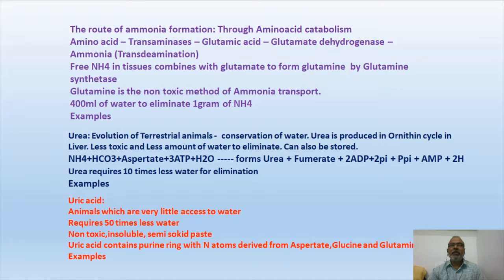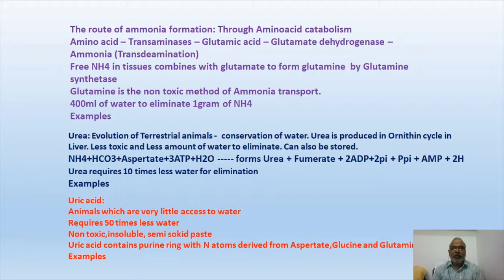Urea is less toxic when compared to ammonia, and it needs less water to eliminate. It can also be stored, as I mentioned in cartilaginous fishes. Urea is stored for maintaining osmoregulation. Ammonium can be combined with bicarbonate ions and aspartate. By utilizing 3 ATPs and water, it forms urea, fumarate, and 2 ATPs and AMP. The interesting thing is that urea requires 10 times less water for elimination when compared to ammonia. That's why many terrestrial animals adapted urea elimination. Examples are amphibians, mammals, and chondrichthyes fishes.